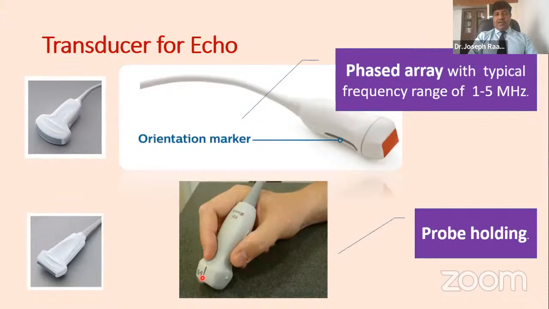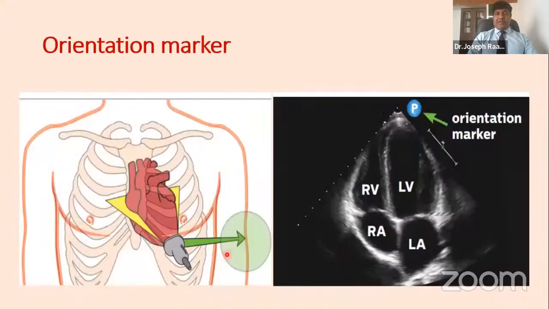There is a small thing in this, because this area has to be well covered with jelly. Sometimes it may be very difficult to get an image because of inadequate jelly. Because of the air interface, the images may not be clear. So after applying the jelly, you have to produce a sort of firm pressure on the patient and hold the probe.